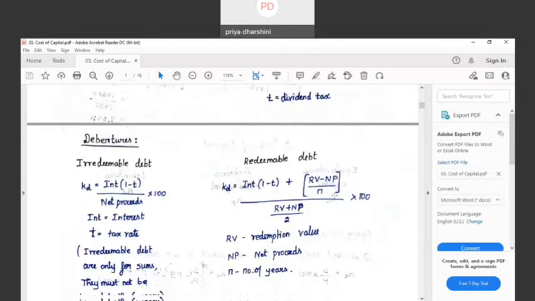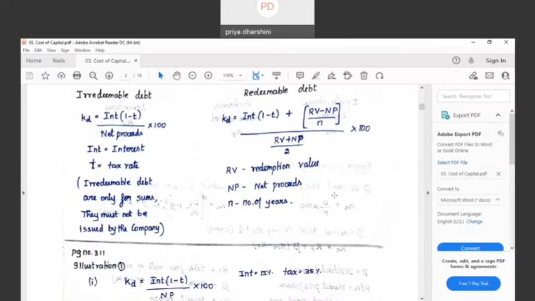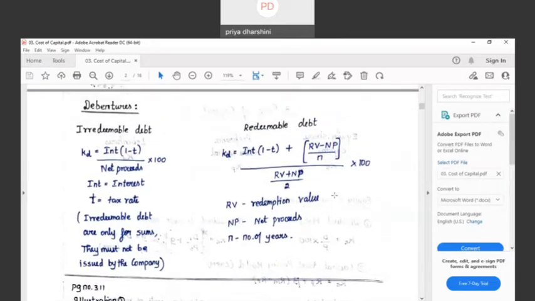Then coming to debentures. Here again the debentures are classified into redeemable debt and irredeemable debt. What do you mean by irredeemable debt? Irredeemable debt are no longer issued by the company. It is only for computation purposes. For academic purposes, we will discuss irredeemable debt. Nowadays, the company does not issue irredeemable debt. What is the cost of debt? It is the interest.